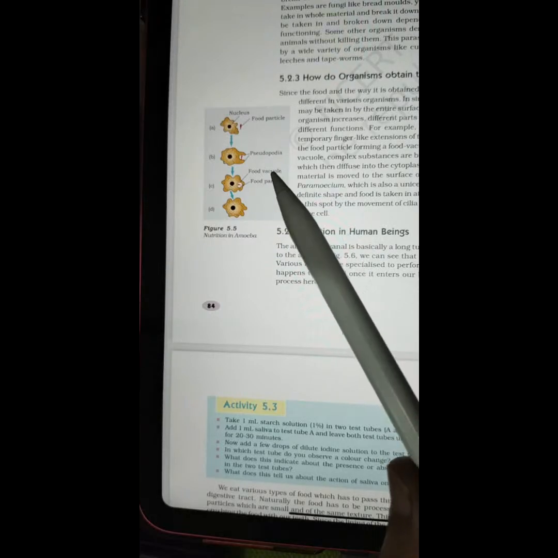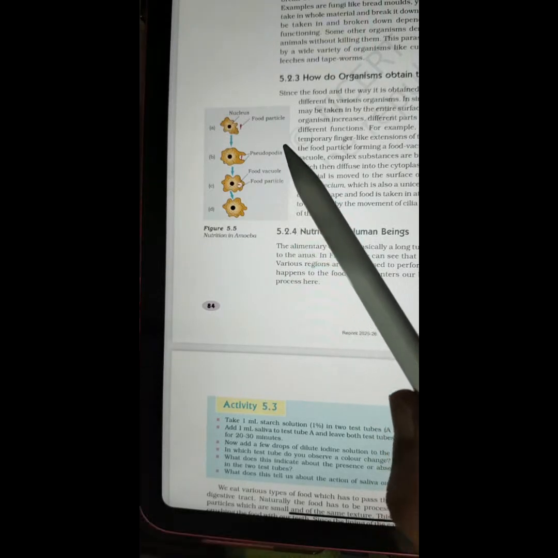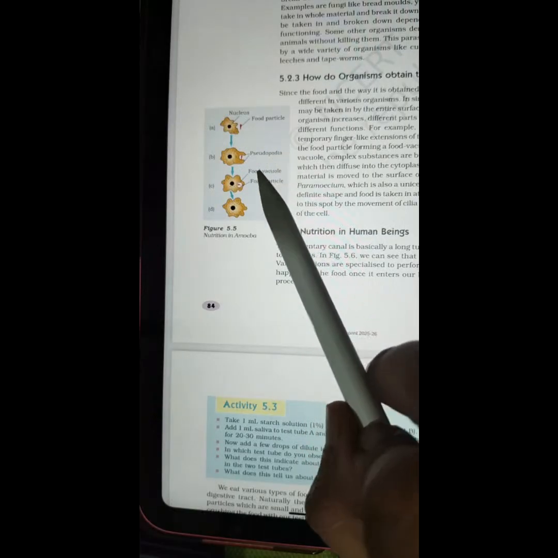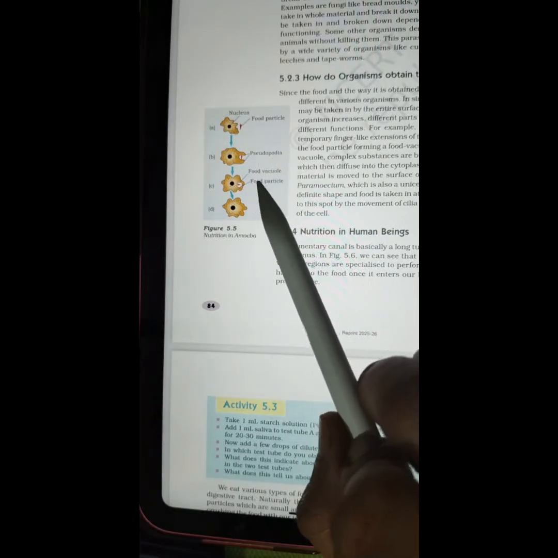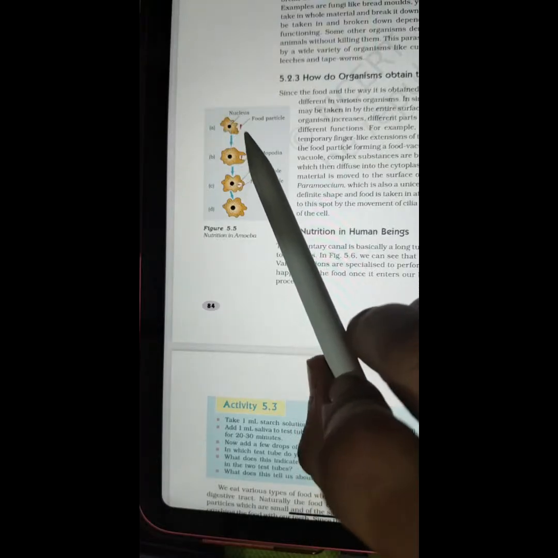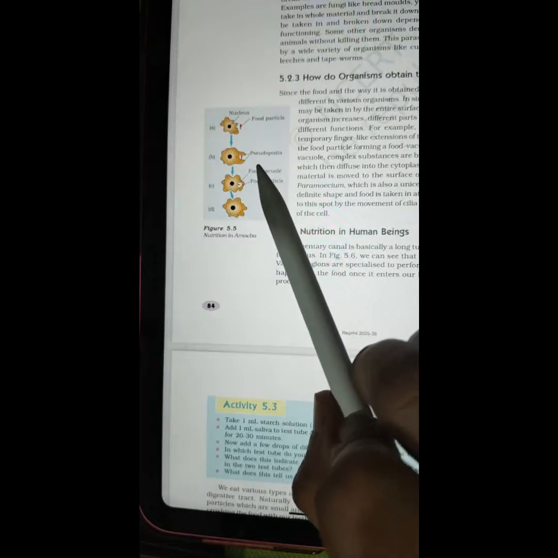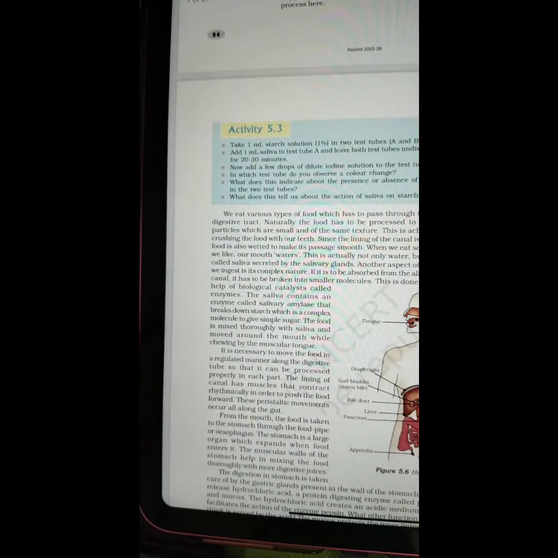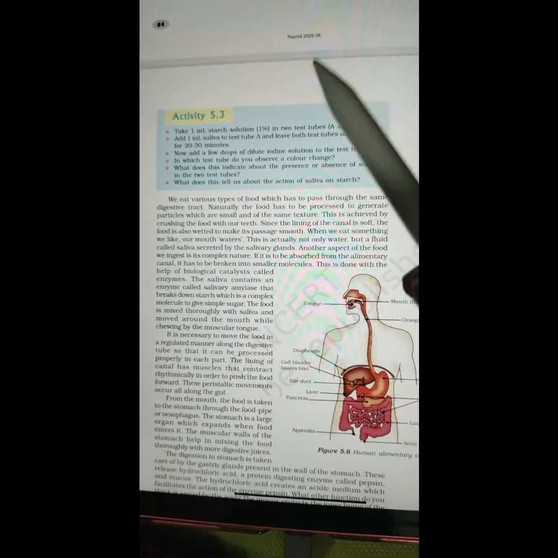This image is showing the nutrition in amoeba: nucleus, food particle, pseudopodia, food vacuole, food particle. Next page.